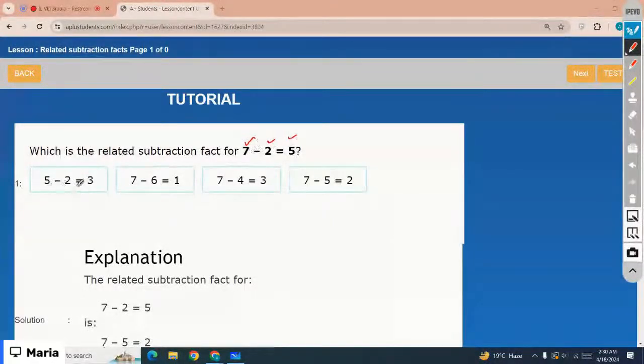Here you have 5, 2, 3. 7, 6 and 1. 7, 4 and 3. You have 7, 5 and 2 here. You can see the order is different. Now you are subtracting 7 take away 5 and the answer is 2. So that is the related fact. The related fact means you have the same numbers involved, just the expression is different. Got it? So option number 7 take away 5 equals 2 is the related fact for 7 take away 2 equals 5, right?